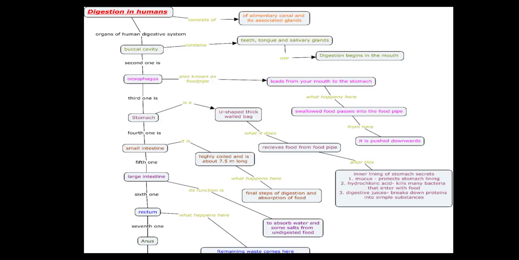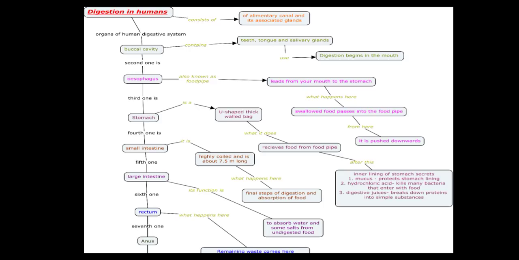After stomach comes the small intestine. The small intestine is highly coiled and it is about 7.5 meters long. Now what happens here? In the small intestine, the digestion is completed. That is, the final step of digestion happens in the small intestine.